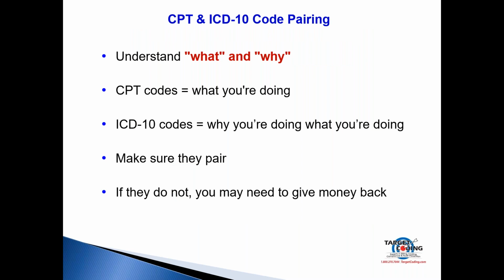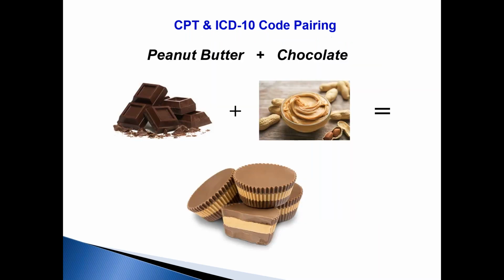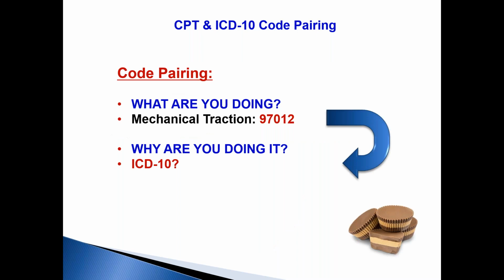I call it understanding the what and the why. CPT codes are what you're doing, diagnosis codes are why you're doing them, and they have to pair. I look at it like food and wine pairing, or peanut butter alone is great, chocolate alone is great, together it's fantastic. So pairing, here's an example. What are you doing? You're doing mechanical traction? Okay. Why? What ICD-10 code pairs with mechanical traction? I'll show you in a few minutes.